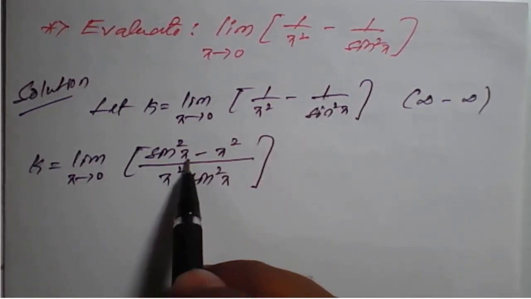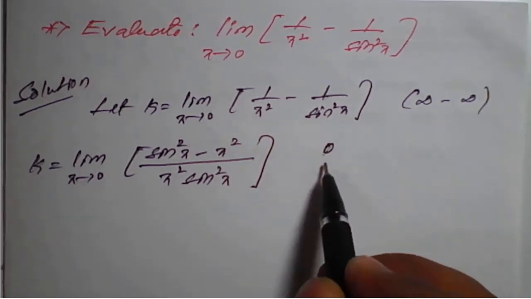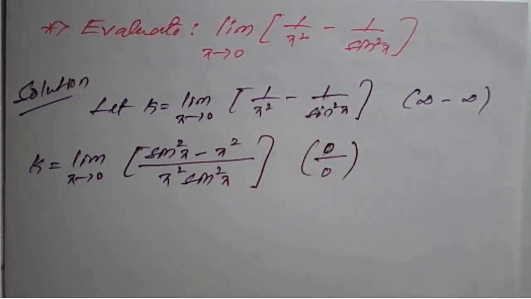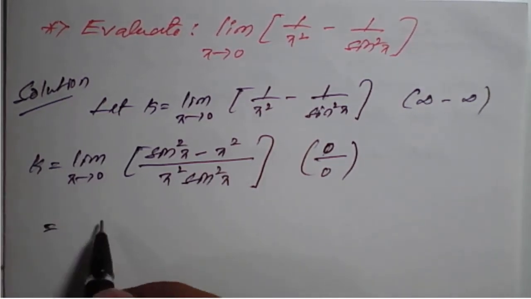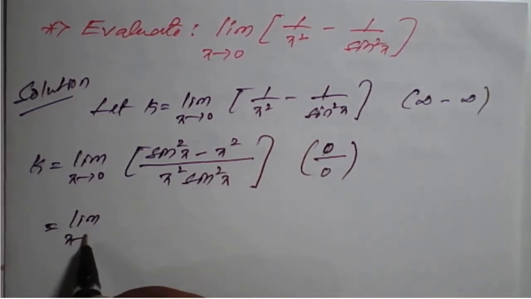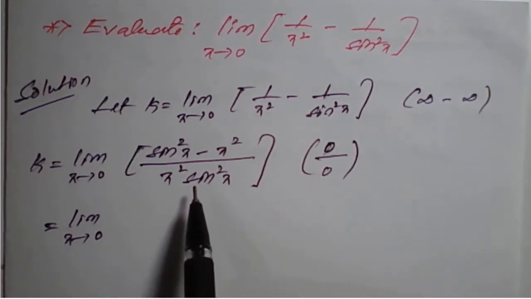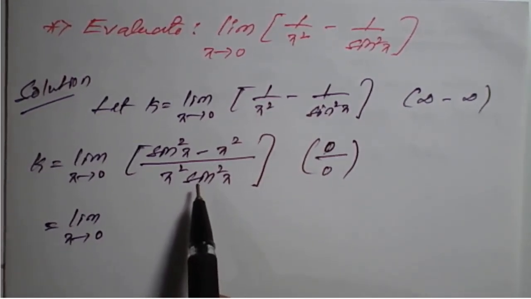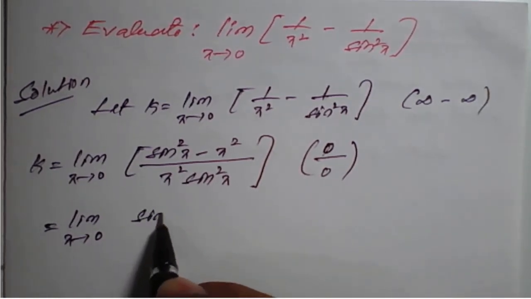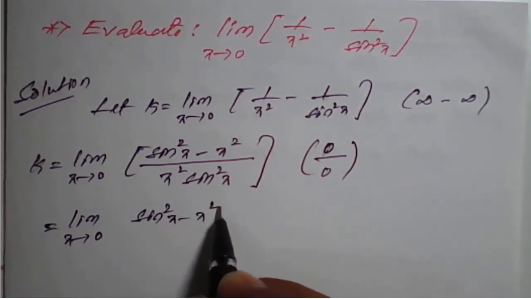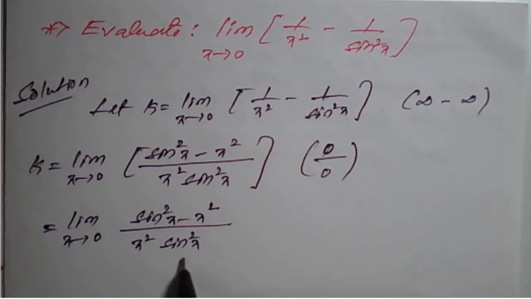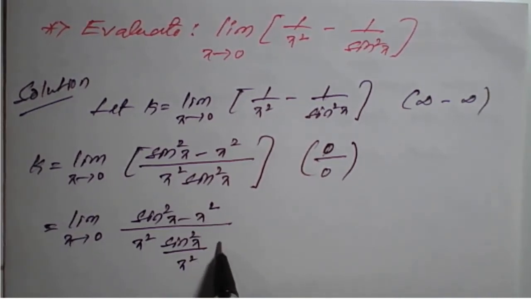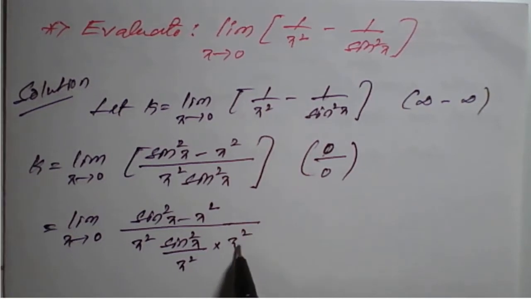Now you check, sine of 0 is 0, so the numerator is 0 and the denominator is also 0. Now it is converted to 0 by 0 form. But before applying L'Hospital's rule, I want to make an arrangement to eliminate some standard results, so that we can make it 1. So this sine square x minus x square I will keep as it is, then x square, sine square x as it is, divided by, I will make x square, and divide and multiply by x square.